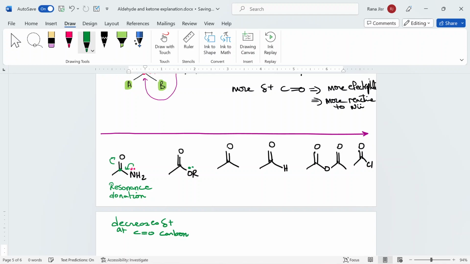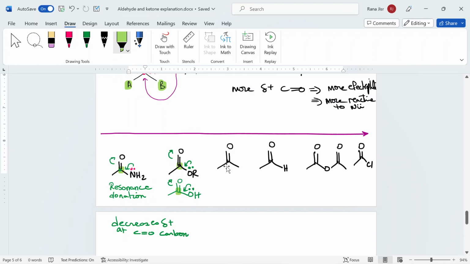Same thing for the esters in this case. Esters also can donate electrons by resonance. Acids as well, they can donate electrons by resonance. So that is going to decrease the electrophilicity of these carbonyls, making the amide the least electrophilic carbon and the least reactive carbon.